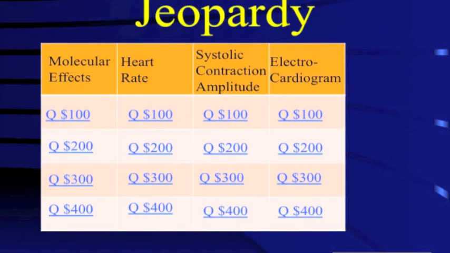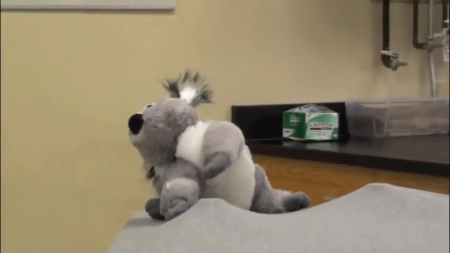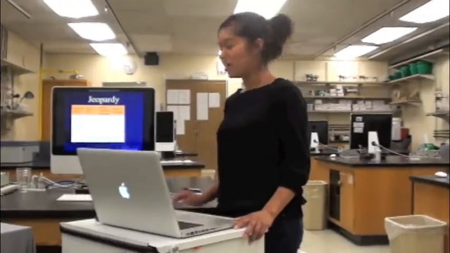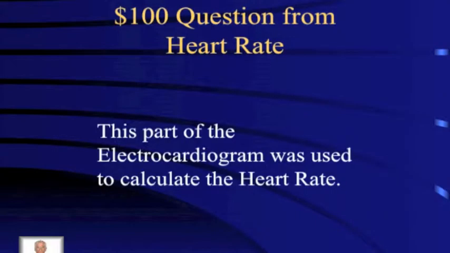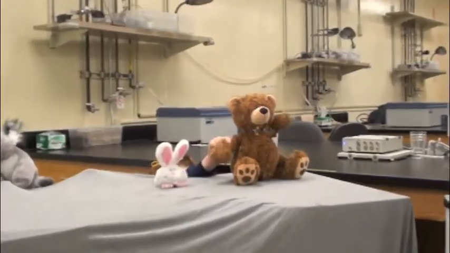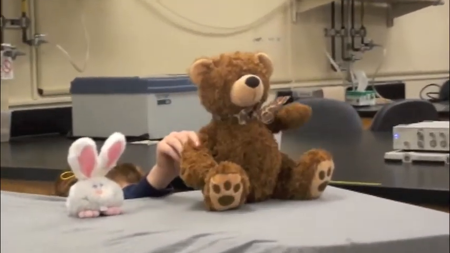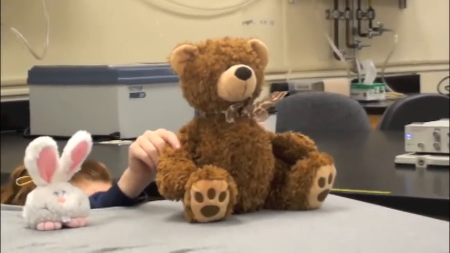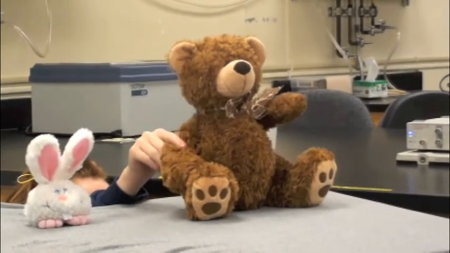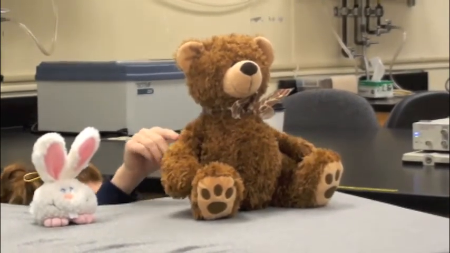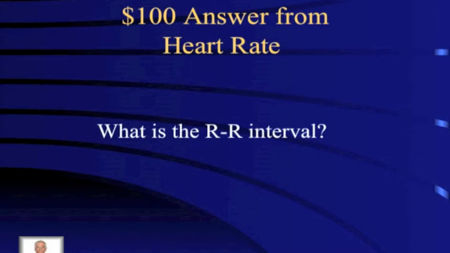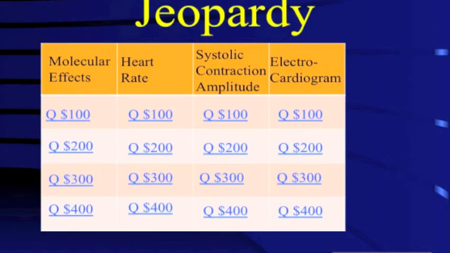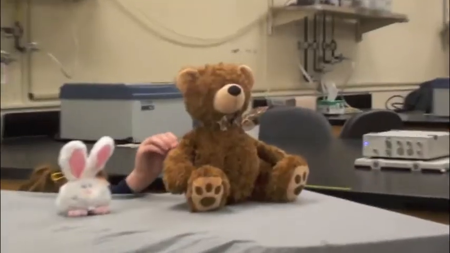Next question please. Heart rate for 100. This part of the electrocardiogram was used to calculate the heart rate. Benny, your answer? What is the RR interval? That's correct. Benny, choose your next question, please.